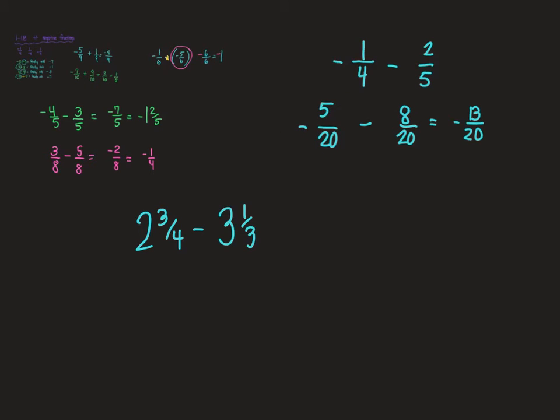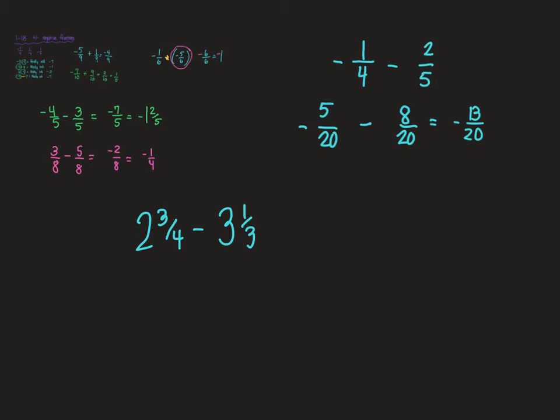All right, here's our last example. 2 3/4 minus 3 1/3. So now we have mixed numbers. So let's recap. We first started, I reviewed with you just regular plain old integers. Then we did common denominator fractions. Then we did not common denominator, so unlike fractions, I guess you'd say. Now we're doing mixed numbers.